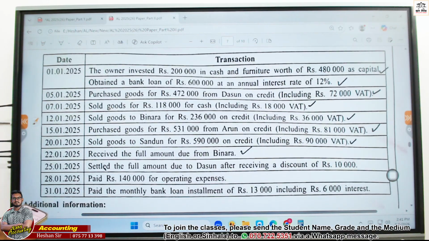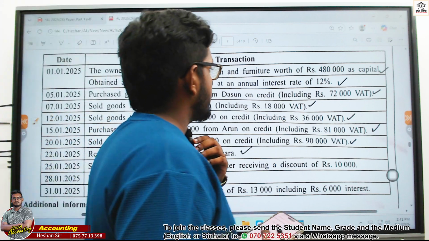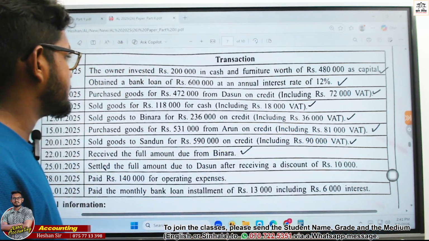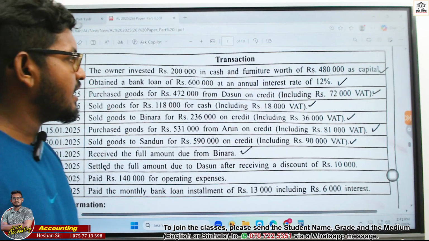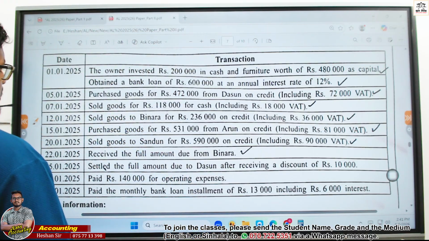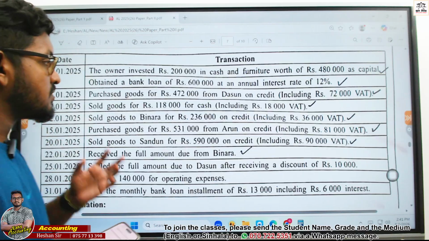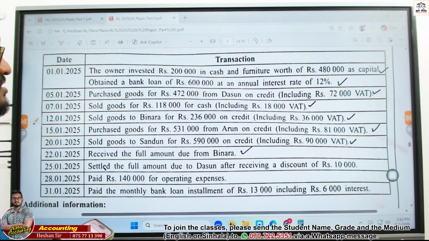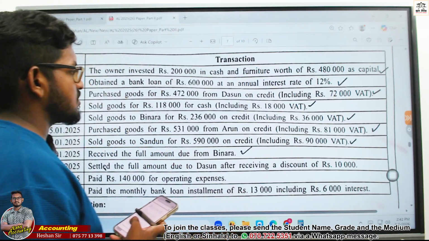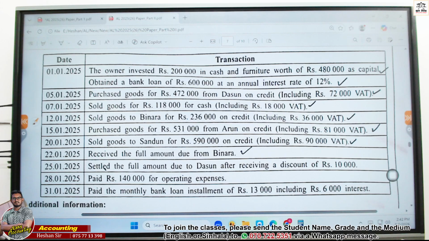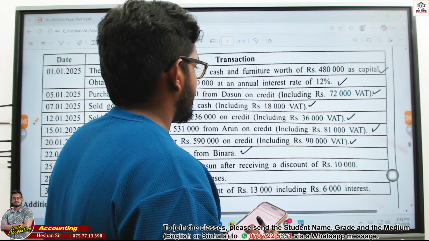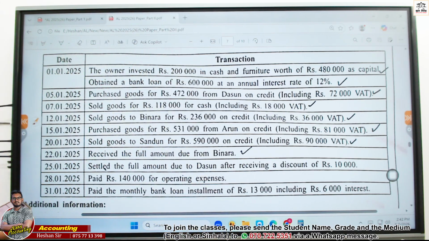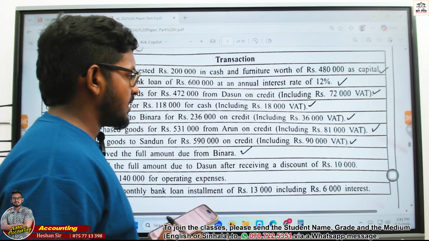The owner invests 200,000 in cash, furniture worth 480,000 as capital. Obtain a bank loan of 600,000 at annual interest of 12%. Purchase goods for 472,000 from Dasun on credit, including 72,000 VAT. Sold goods for 118,000 for cash, including 18,000 VAT. Sold goods to Winner for 236,000 on credit, including 36,000 VAT. Purchase goods for 531,000 from Aruna on credit, including 81,000 VAT. Sold goods to Sandun for 590,000 on credit, including 90,000 VAT.